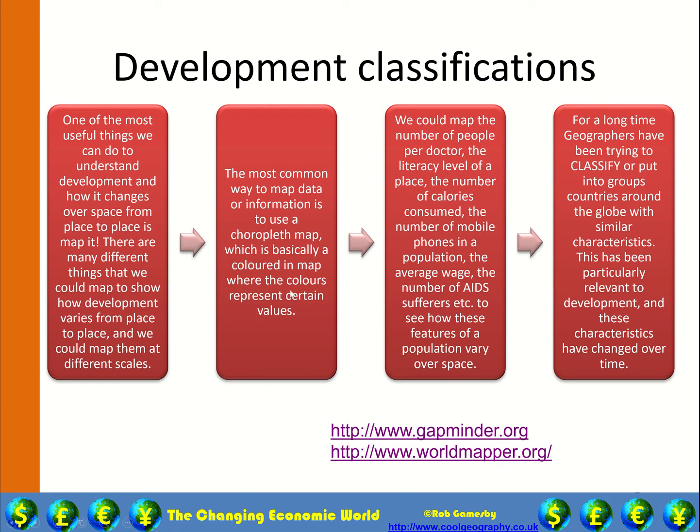The most common way to map data or information is to use a choropleth map, and that's basically a coloured in map where the colours represent certain values. So we can map all sorts of things: literacy level, the number of calories consumed, the number of mobile phones, and that helps us to classify or put countries into groups with similar characteristics, and that has positive aspects and it has negatives as well. It helps us understand data, but sometimes it means we lump countries together that are reasonably dissimilar.